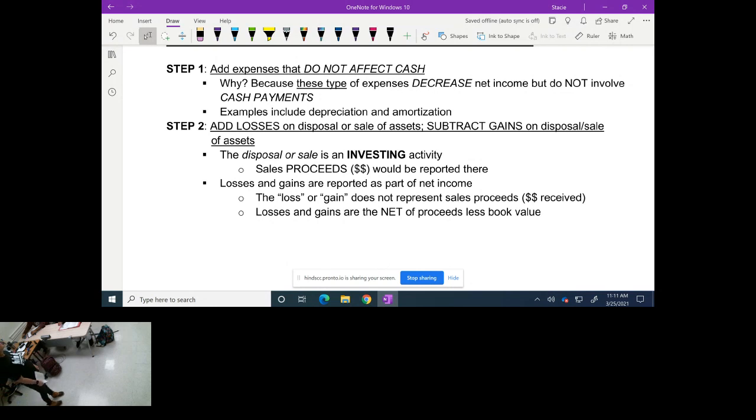I'm thinking this is probably going, because for me, it took me forever to grasp the whole cash flow statement thing. My brain was not wanting to wrap around it.